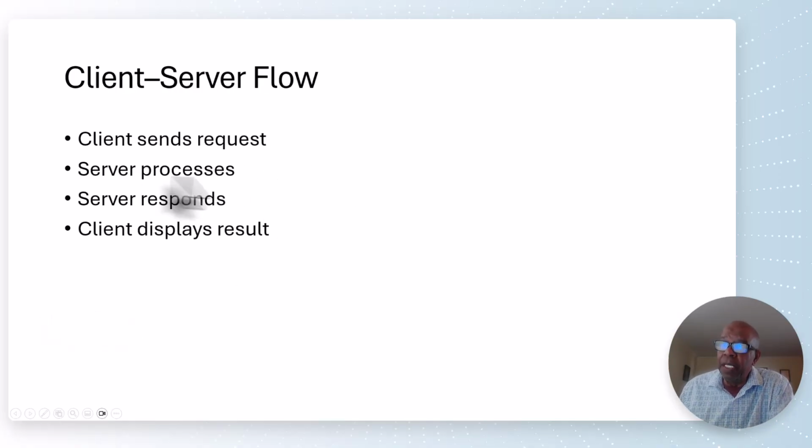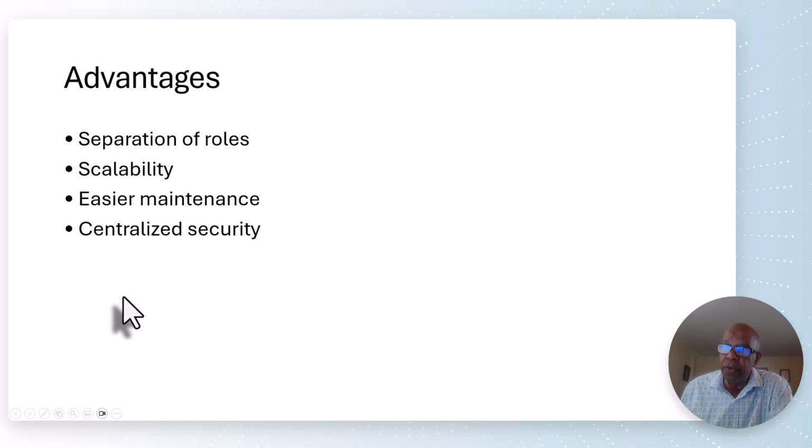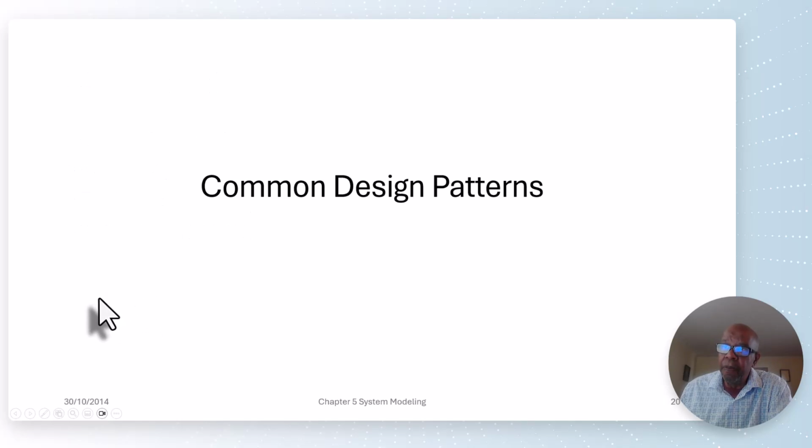So here's the basic flow. Okay, in another form, client sends a request, server processes it, server responds, client displays the result. Client server. Advantage: separate roles, scalability, easier to maintain. The key thing is separate roles. You're not doing all the work on the client side of the equation.